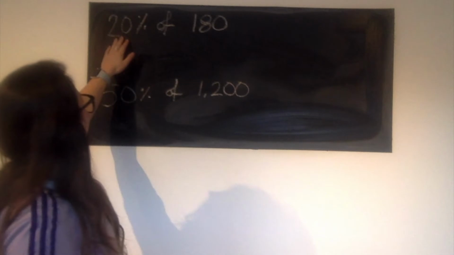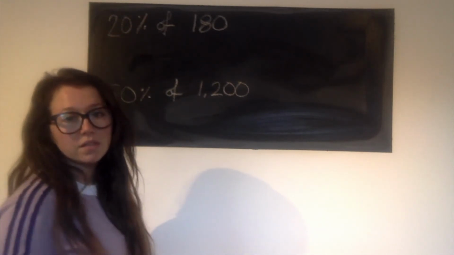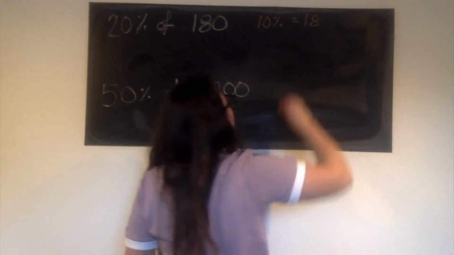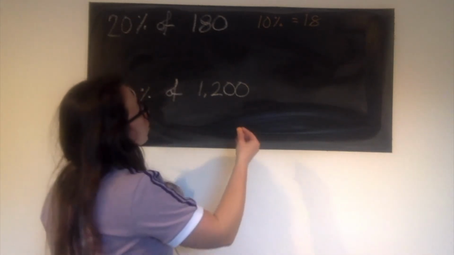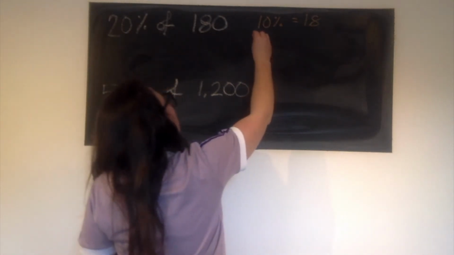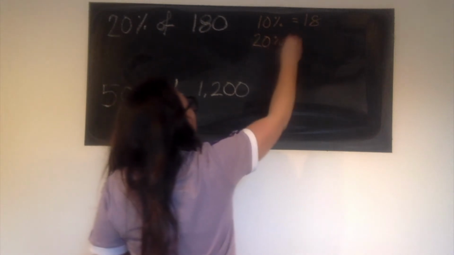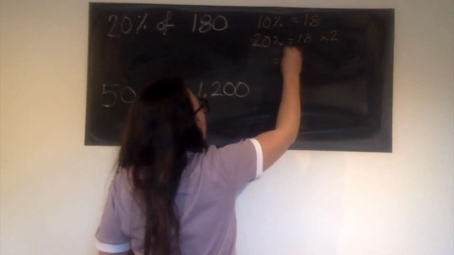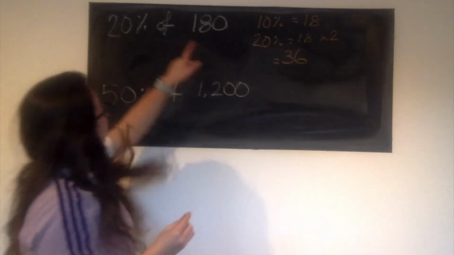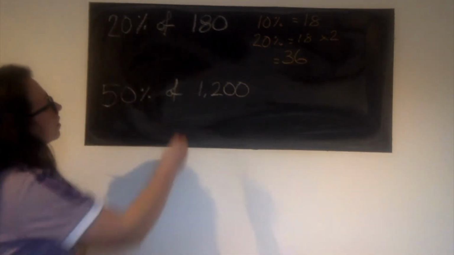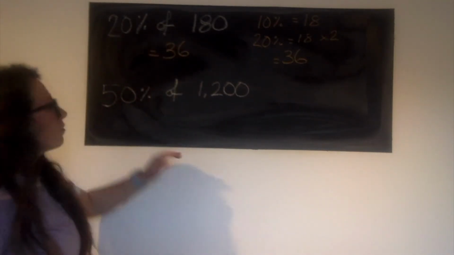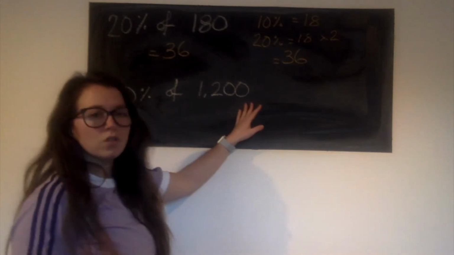Now I know that 20% is made up of 2 10%, so that's where I'm going to start. 10% of 180 gives us 18. So now let's think, I need 2 lots of those. So to find 20%, I'm going to do 18 times by 2, which gives us 36. So 20% of 180 equals 36. Then the second one I've got is 50% of 1,200.